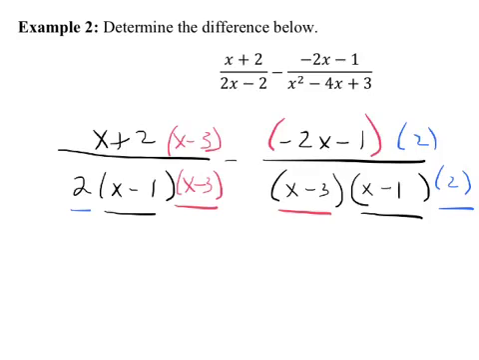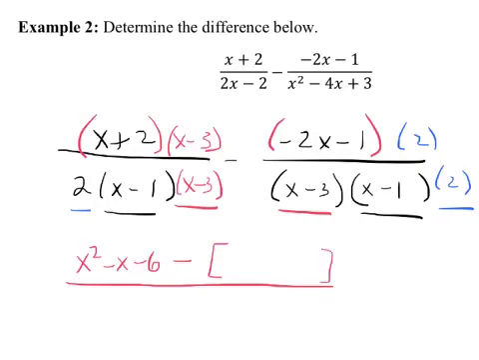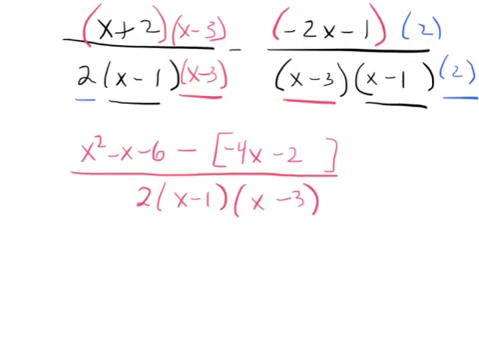So on the left-hand side, distribute this. X plus 2, x minus 3. FOIL, what do you get? X squared minus x minus 6. Okay, minus the entire quantity, whatever this comes out to be, which is? Negative 4x minus 2. Okay, all over the factored form of the denominator. So again, what have we done here? We've distributed our numerators to each other, and then we put the big minus sign in the middle, and a big parenthesis around there, and even put a bracket to emphasize the fact that you cannot forget that.